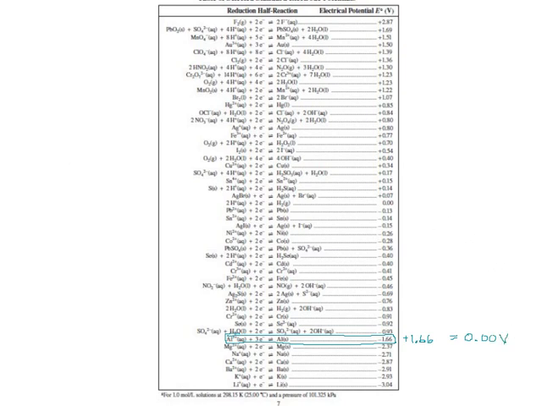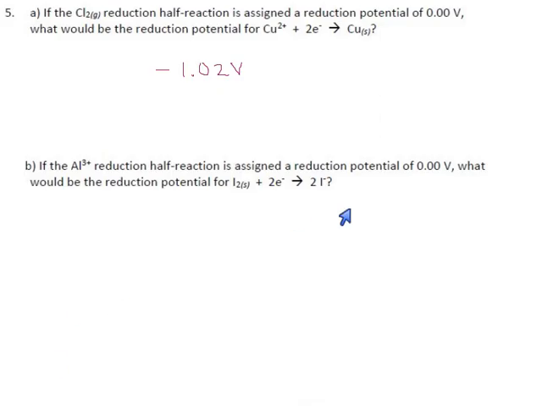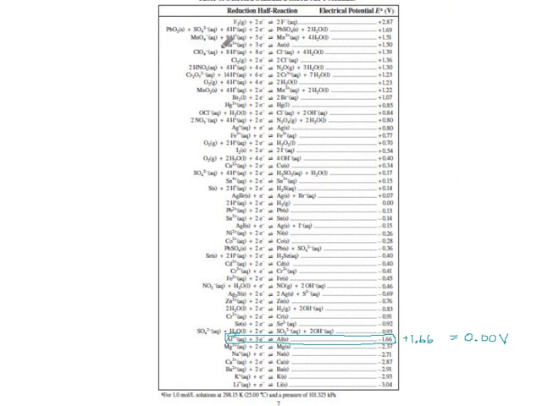And now that we know that, we could go through this list and add 1.66 onto every one of these. And that would be our redox table based on the aluminum standard. Now, I don't want to do all of these, so let's just see what their question is. If aluminum reaction was zero, what would be the reduction potential for iodine? All right. Where's iodine? I think it's around here somewhere. Yep, here we are. Here is iodine reduction.